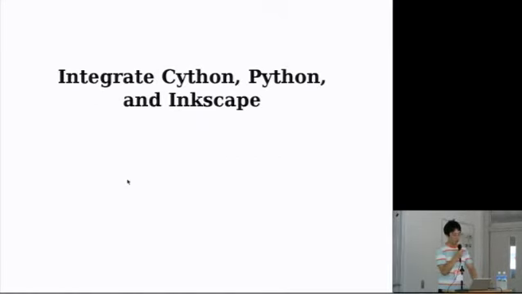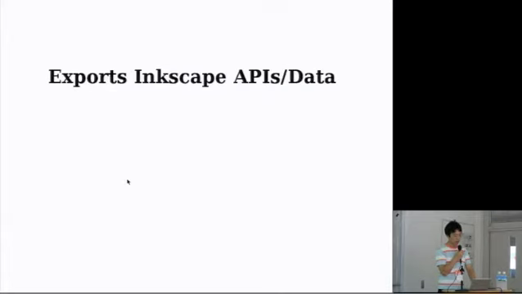So how do we integrate Python and Inkscape? The way we integrate Inkscape with the Python part is to export the API and the data structure of Inkscape. So we write some code to read the C type in Python and translate it to a Python object.